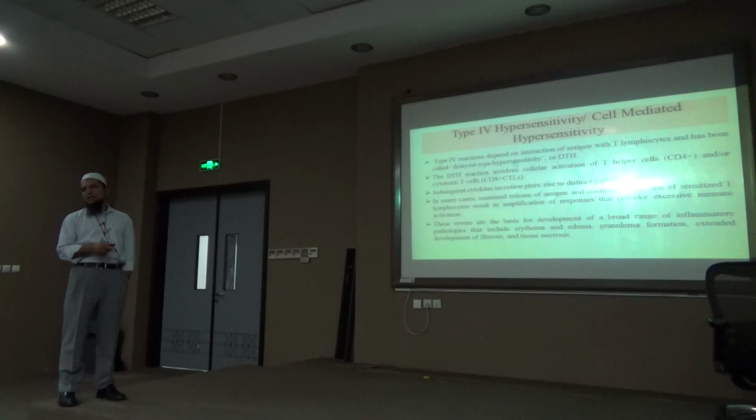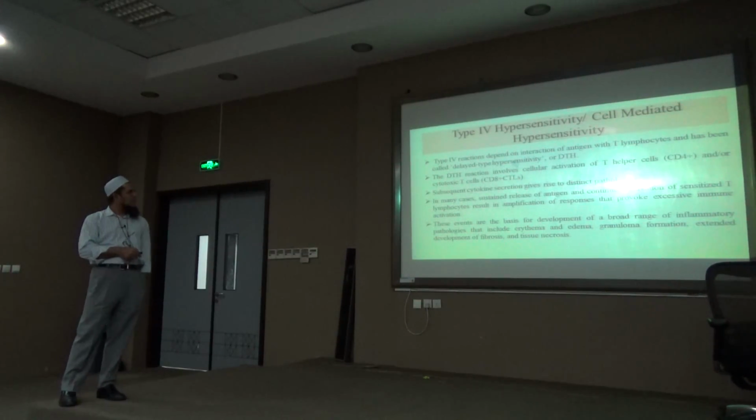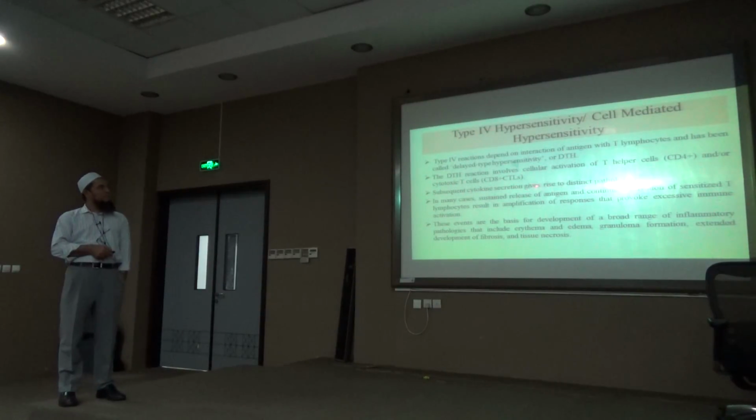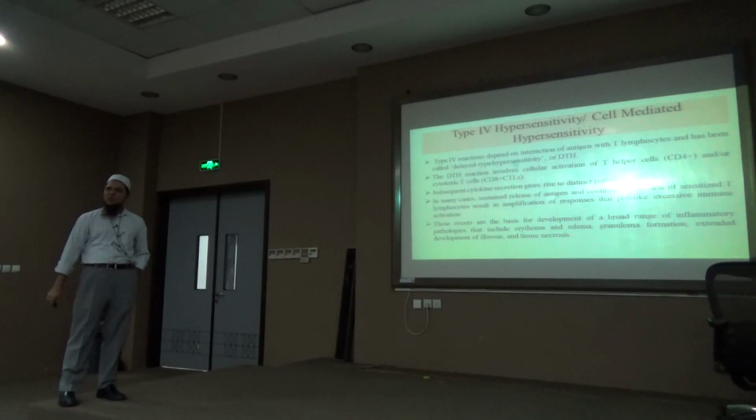and when the T helper cell is activated, what happens? The cytotoxic T cell is activated, and so on. Subsequent cytokine secretion gives rise to some pathologies. In many cases, sustained release of the antigen and continued activation of the T cell result in amplification of the response and provoke excessive immune activation.